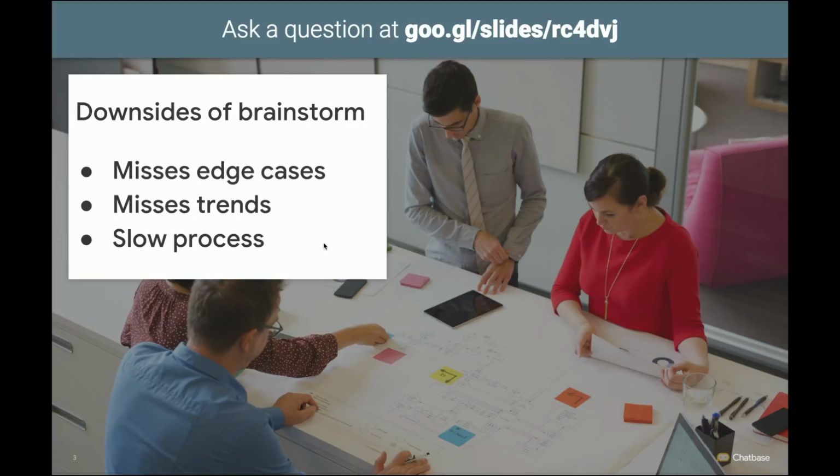So for example, there's seasonality that needs to be taken into consideration. There's new products that come out, and are those handled properly by your virtual agent? And finally, the issue with this brainstorm process is that it's very slow. It can take months and months to figure out some of the more complex use cases, and it's not a good use of time.